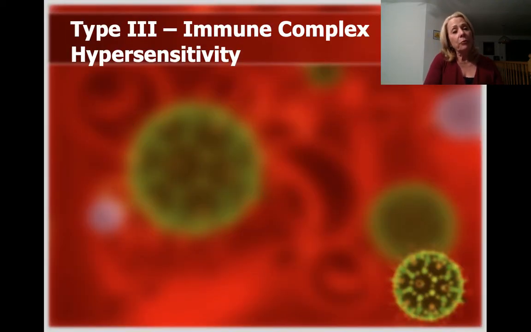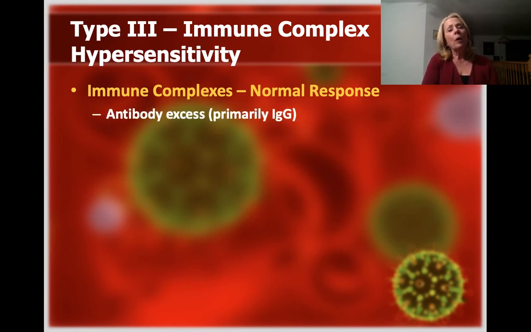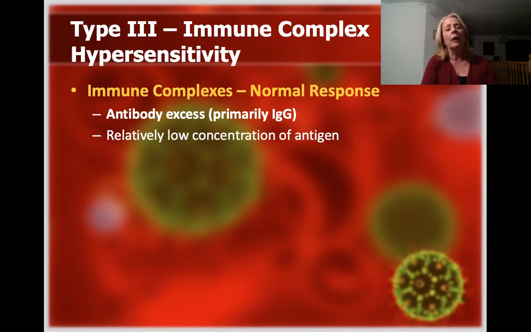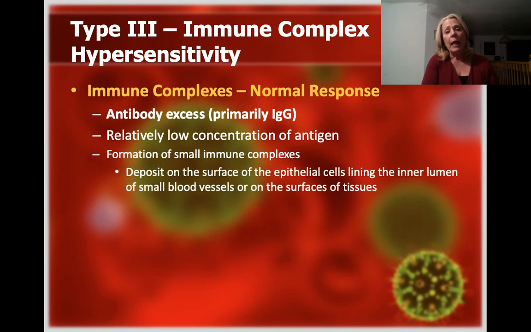Hypersensitivity type 3, also called immune complex hypersensitivity. In a normal response, you produce antibodies, but in this type, you're going to produce excess antibodies, primarily IgG, even though there's a very low concentration of an antigen in the system. You are going to get those immune complexes that I talked about before, so that agglutination occurs. And these can be deposited on the surface of epithelial tissue, in small blood vessels, especially the inner lining of the small blood vessels, or even on the surface of other tissues.